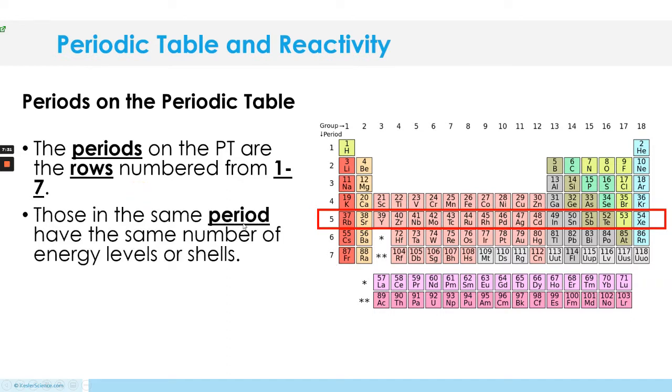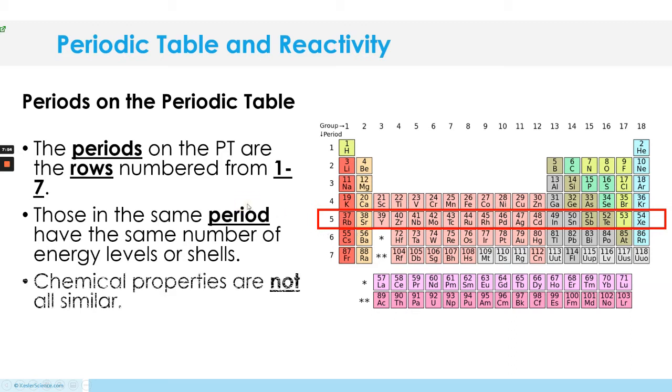Those in the same period have the same number of shells, the same number of circles. If you were to draw a Bohr model, the same number of circles that you draw around it. So this has 5 shells or energy levels. They're the same thing. So we made a cheat sheet using this, and if you have it, make sure that you have it available when you take your test.